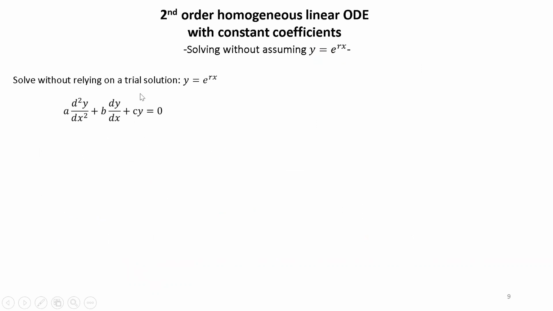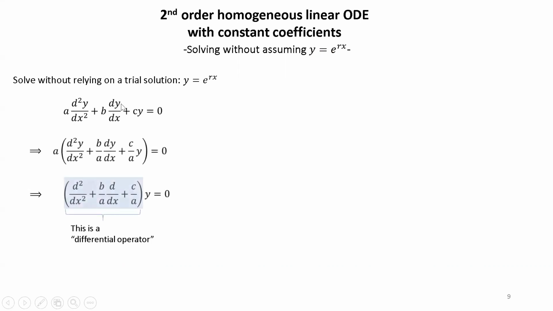Here I can rewrite this equation as the following. What I'm doing is taking the a outside, and of course in general a is not 0, so this a just goes away. Then I put all the y out here, and I call this a differential operator. Remember I talked about the so-called operator, the gradient operator, something you still remember. I call this a differential operator.